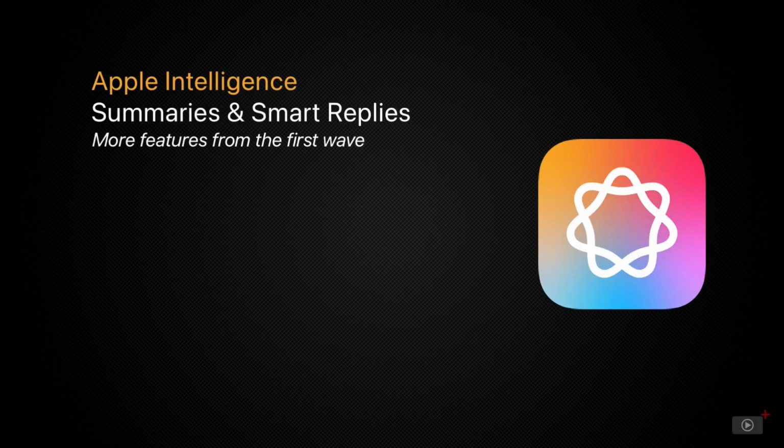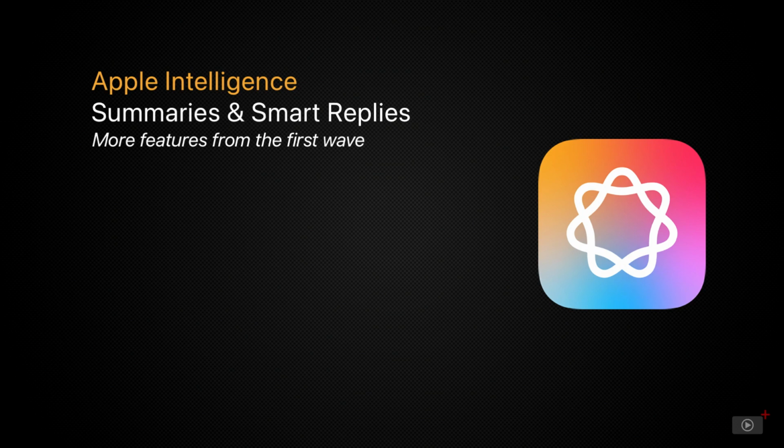2 weeks ago in show 1412, we covered part of the Apple Intelligence suite of features that are slowly being rolled out to our systems as part of iOS 18.1 and above and macOS Sequoia 15.1. Now those were the writing tools to help you compose text, and today we're going to look at a couple more features aimed to make our lives a little bit easier, namely Summaries and Smart Replies.